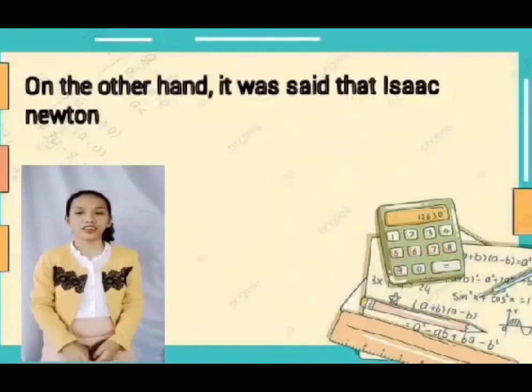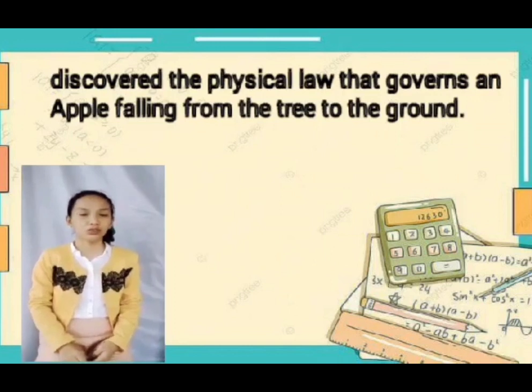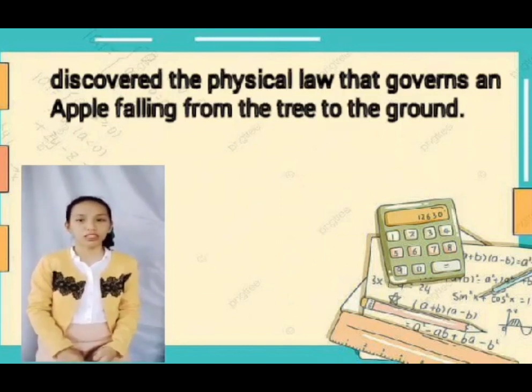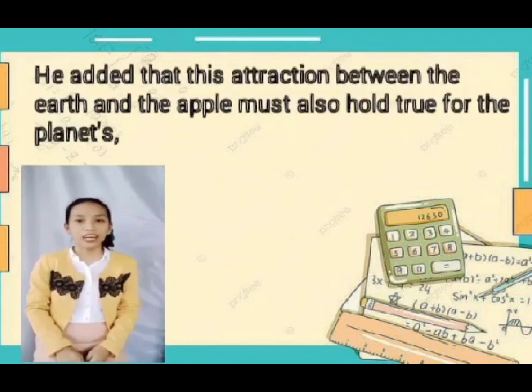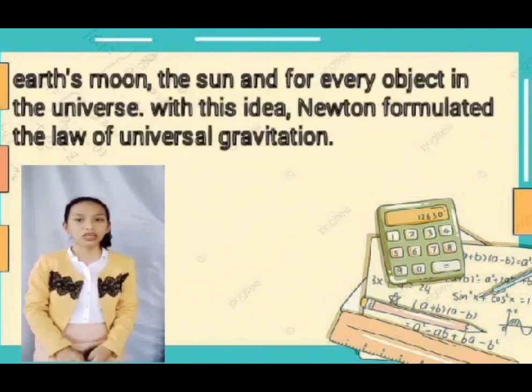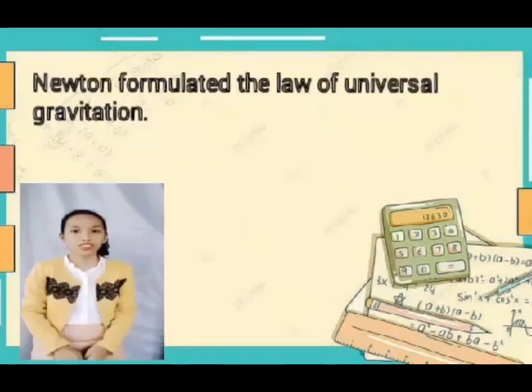On the other hand, it was said that Isaac Newton discovered the physical law that governs an apple falling from the tree to the ground. He realized that the apple is attracted to Earth in the same way that the Earth is attracted to the apple. He added that this attraction between Earth and the apple must also hold true for the planets, Earth's moon, the sun, and for every object in the universe. With this idea, Newton formulated the law of universal gravitation.